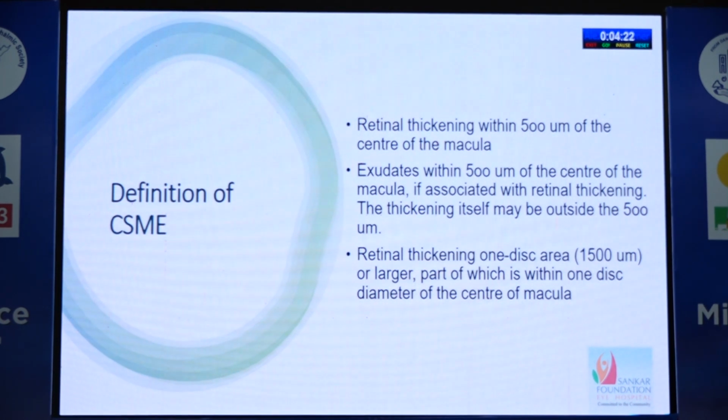The definition of CSME: CSME can be defined as retinal thickening within 500 micrometers of the center of the macula, or exudates within 500 micrometers of the center of the macula if associated with retinal thickening, and retinal thickening of size 1 disc diameter or larger in area, any part of which is within 1 disc diameter of the center of the macula.